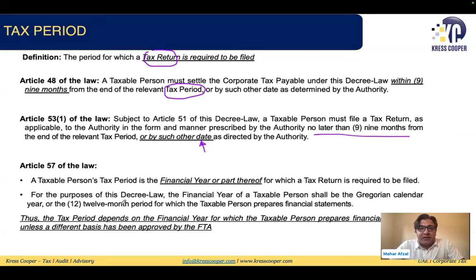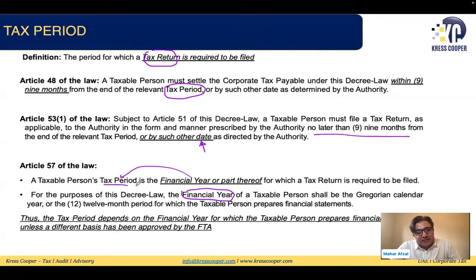The financial year of a taxable person shall be the Gregorian calendar year or the 12 months period for which the taxable person prepares the financial statements. This is their financial year. Then the law says the taxable person's tax period is the financial year or part thereof.